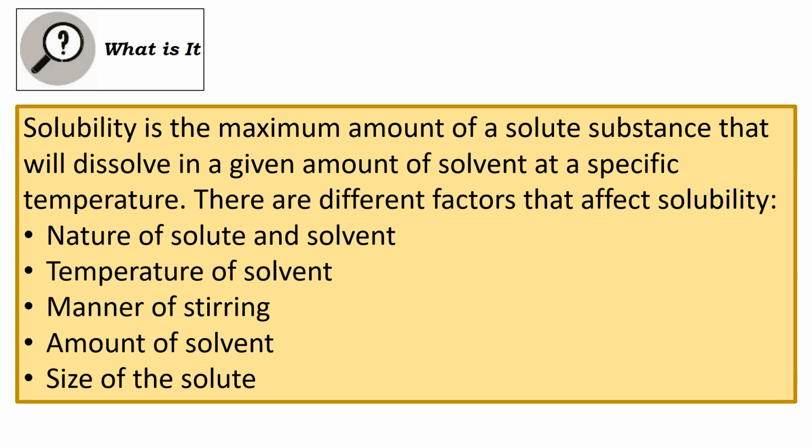Now, merong iba't ibang factors na nakakaapekto sa solubility or ang pagkatunaw. Ito yung 5. Una, the nature of solute and solvent. Number 2, the temperature of solvent. Pag sinabing temperature, gaano ba kainit yung tumutunaw? Next, the manner of stirring. Paano natin siya pinagagalaw or paano natin siya sinesteer or hinahalo. Next, the amount of solvent. Gaano ba karami ang nilagay mong panghalo or gaano ba karami ang nilagay mong pangtunaw upang mas madali siyang matunaw. And next, the size of the solute. Gaano ba kalaki yung tutunawin. So ito yung mga factors na nakakaapekto paano matunaw ang isang substance.